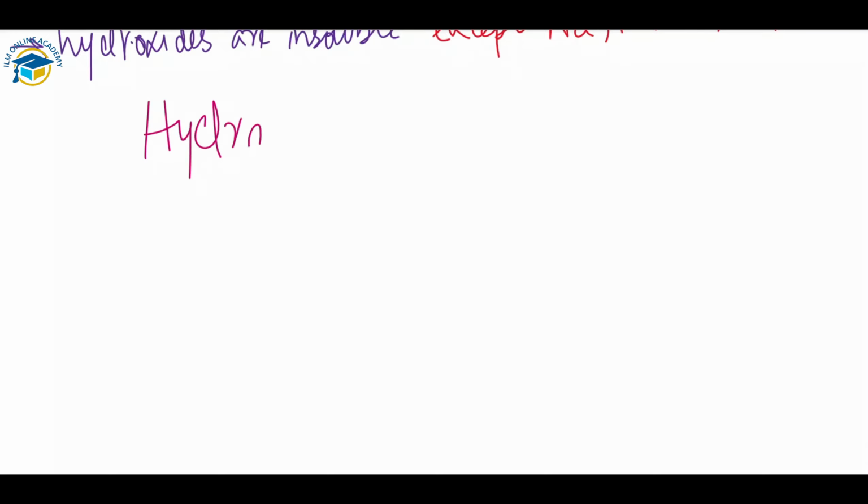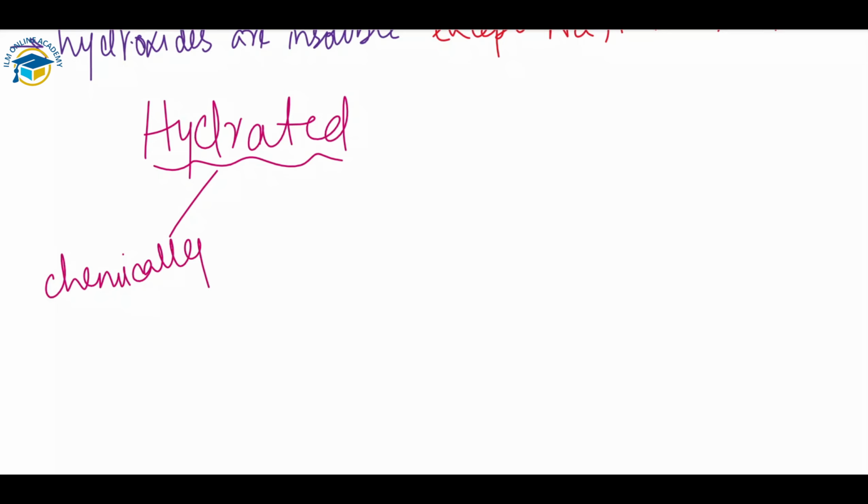Hydrated is a word that refers to water. So a hydrated substance is a substance that is chemically combined with water. We have some substances that are hydrated, meaning they are chemically combined with water. Water is not physically attached to them. There is a chemical reaction that happens, and then water is present as a part of their structure.